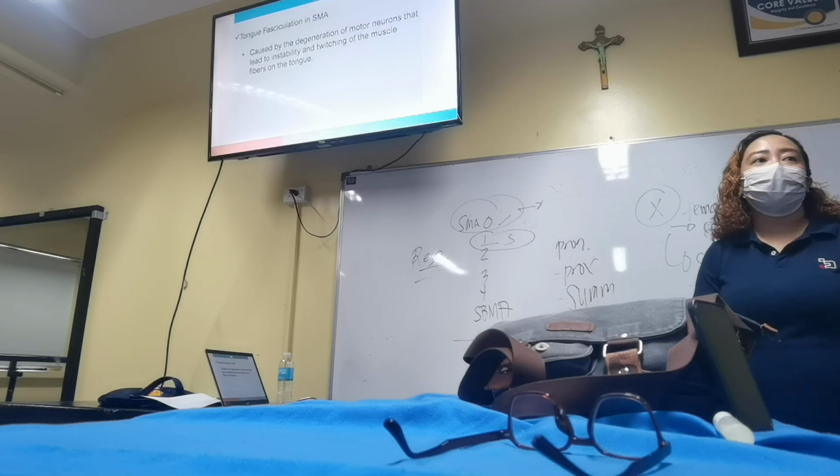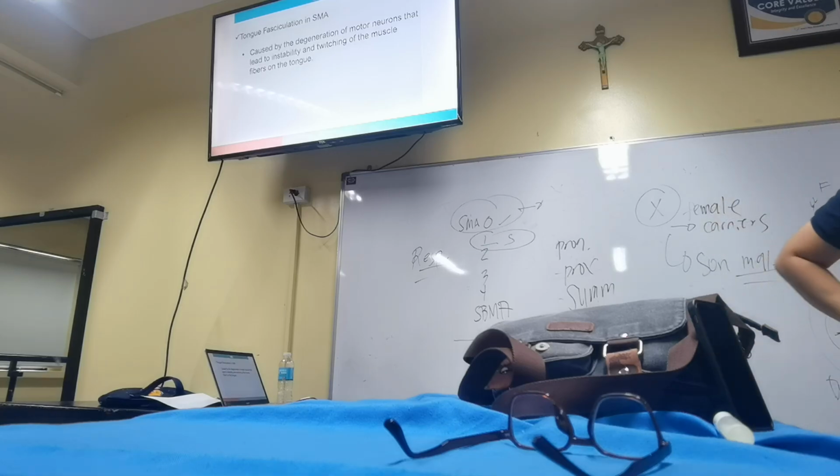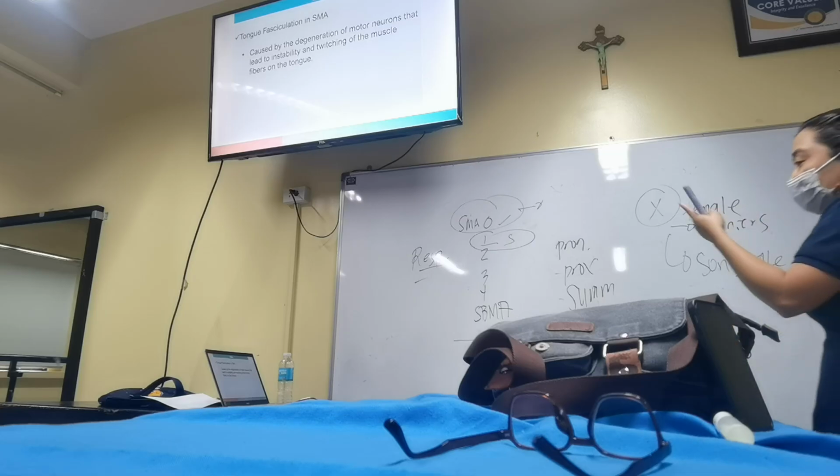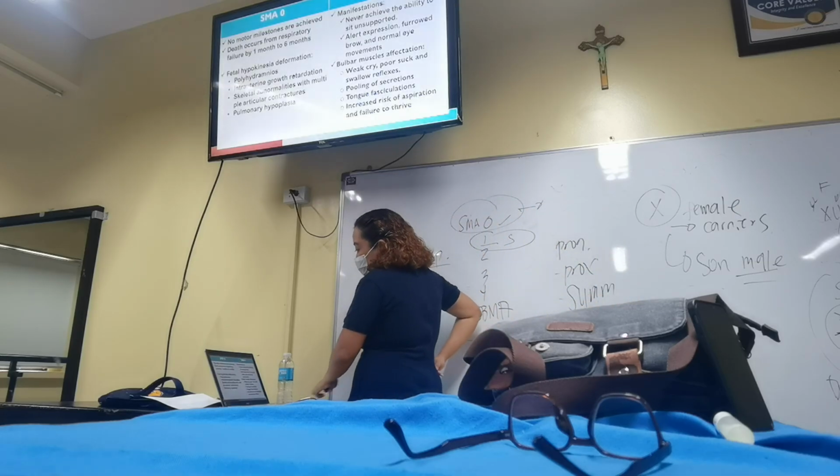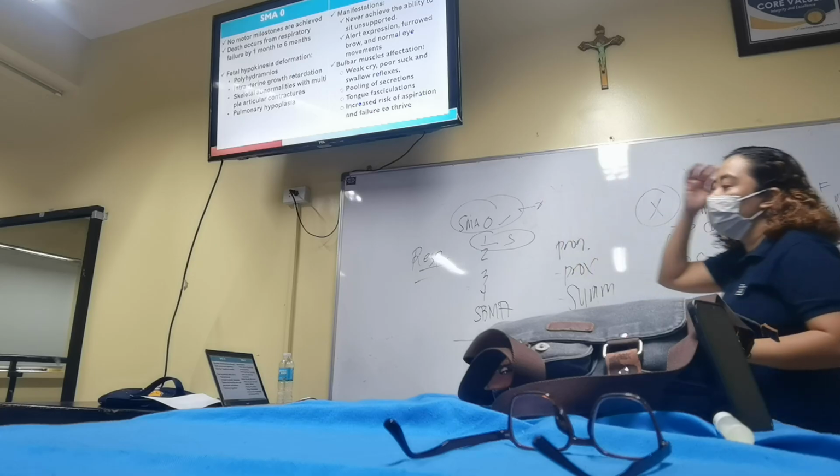Tongue fasciculation. The tongue fasciculates because the anterior horn cells are destroyed. Okay? But you need to remember this. As your anterior horn cells degenerate, the fibers twitch. Is that clear? So this is more on the degeneration of motor neurons that leads to the twitching of the tongue. Is that clear? So you can see that in patients with SMA. Alright, what else?